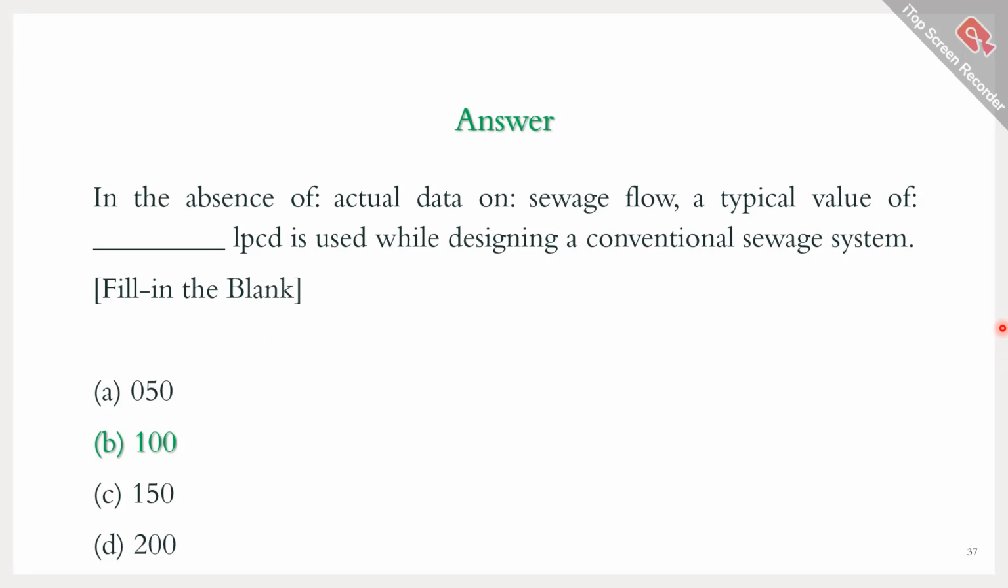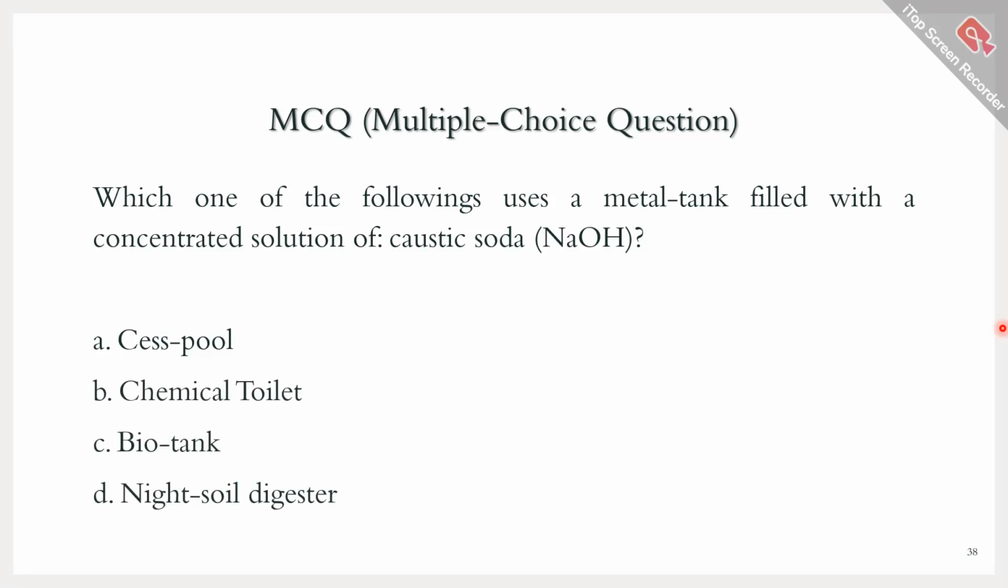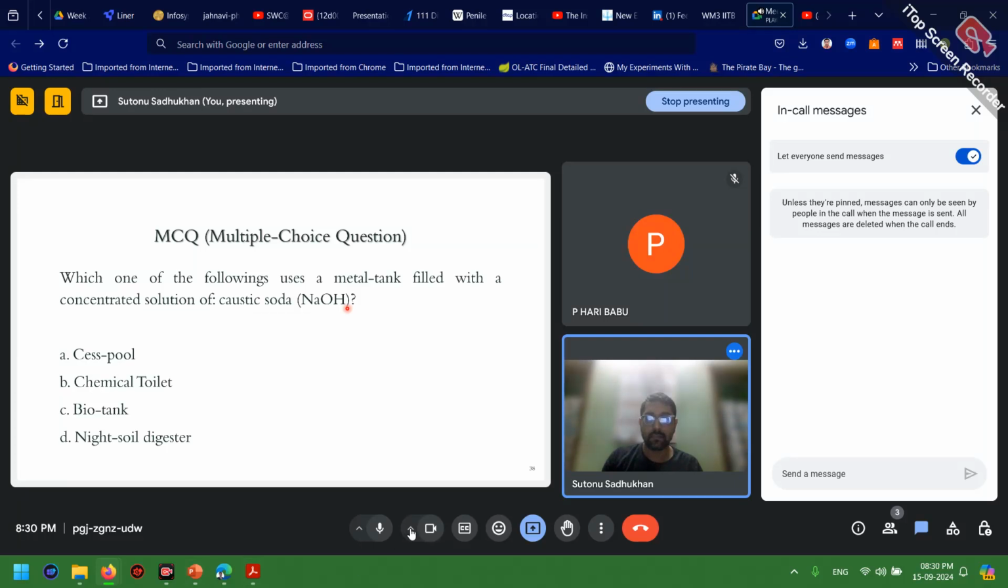in order to design the conventional sewage system for the town. Okay. Now next MCQ is, which one of the following uses a metal tank filled with a concentrated solution of caustic soda or NaOH? Option A cesspool, option B chemical toilet, option C biotank, option D night soil digester. Which one of them uses NaOH or caustic soda? A metal tank filled with concentrated NaOH solution. That you have to tell. I'll wait for 1 minute.